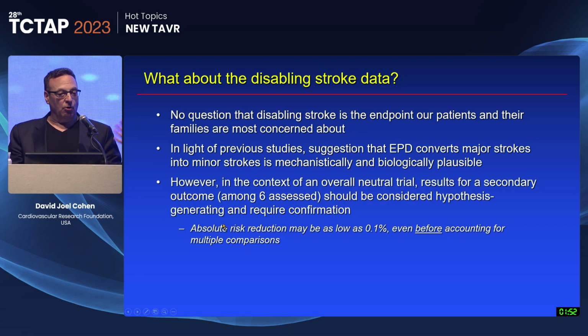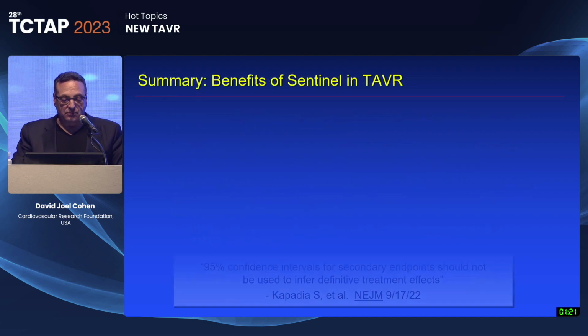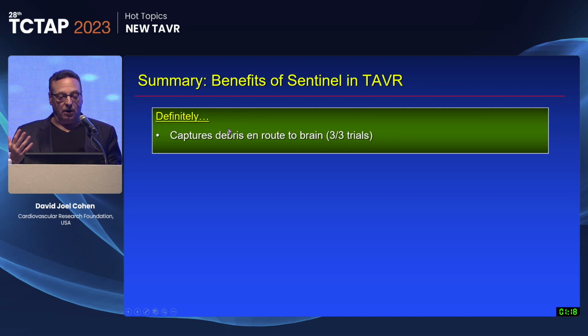In the context of this overall neutral trial, we really have to look at this single secondary outcome among 6 that are assessed to be hypothesis generating. And if you look even at the confidence interval for that benefit, it could be as low as 0.1%, 1 per 1,000. And even Dr. Kapadia, in his paper in the New England Journal of Medicine, said that the 95% confidence intervals for the secondary endpoints should not be used to infer definitive treatment effects, a very fancy way of saying we need more studies.